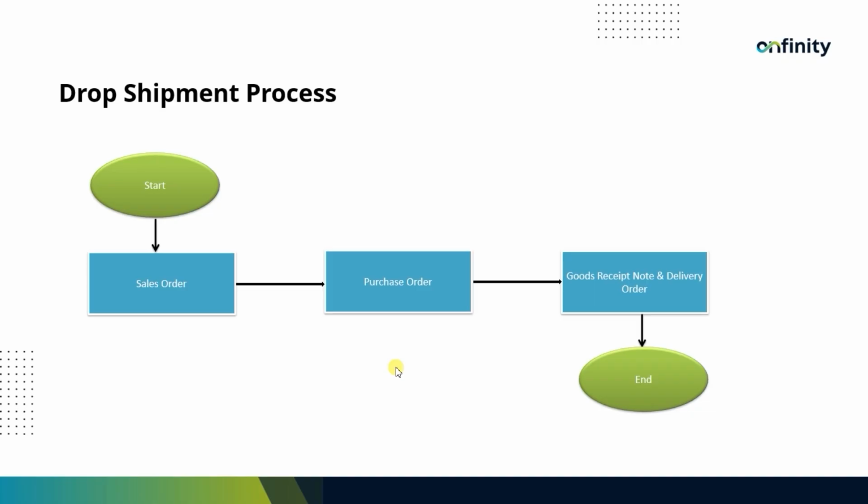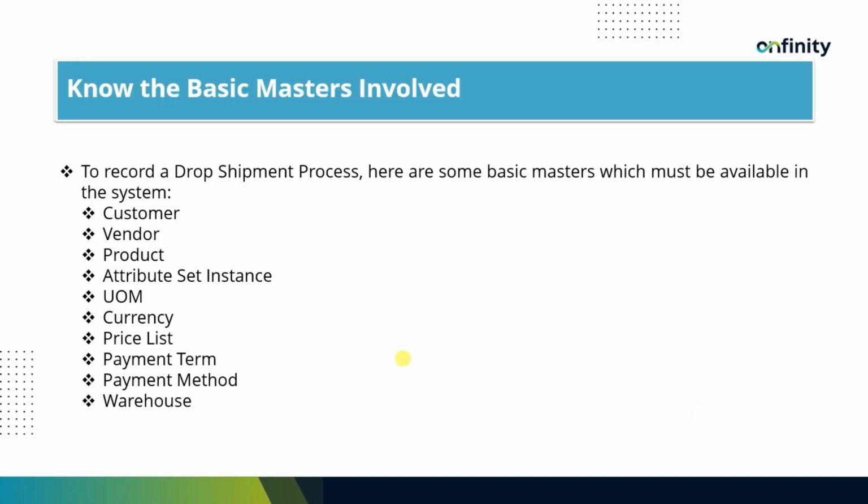Now let's understand the basic masters involved in the drop shipment process. To record a drop shipment process, here are some basic masters which must be available in the system. These include customer, vendor, product, attribute set instance if the product has multiple attributes, unit of measure, currency, price list, payment term, payment method, and warehouse.